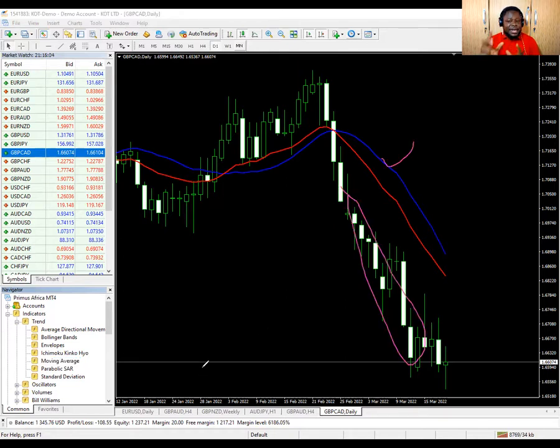The reason is that the red, which is the exponential, is laying emphasis on the current happenings in the market rather than the previous. It is more interested in what is happening now than what has happened already. And that is why it is always closer to the chart, or sorry, the candles or the price. So whenever you hear me mentioning price or candles, it means they are the same thing.